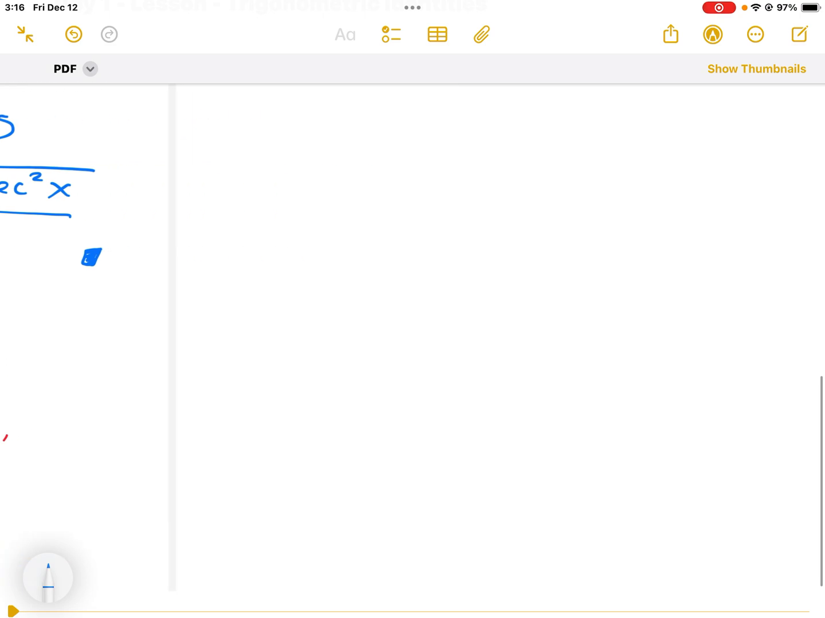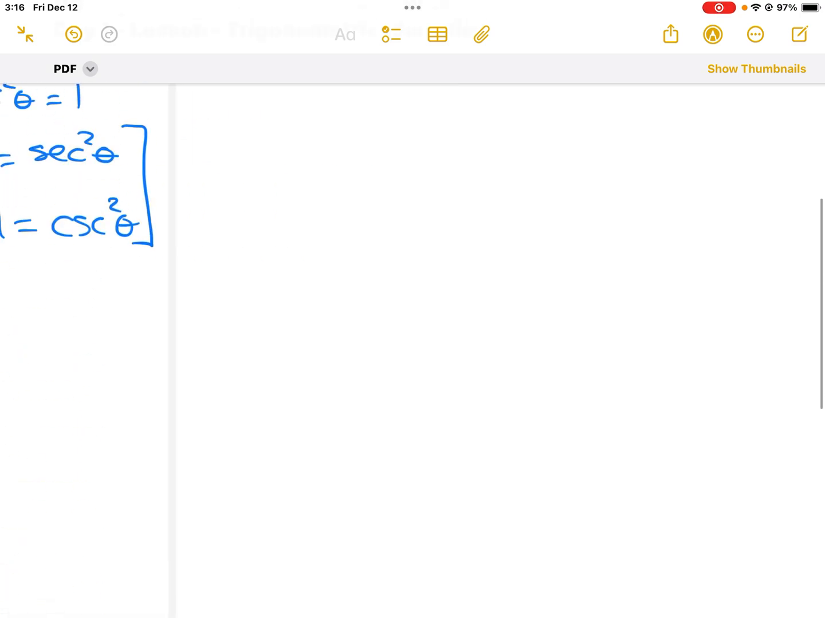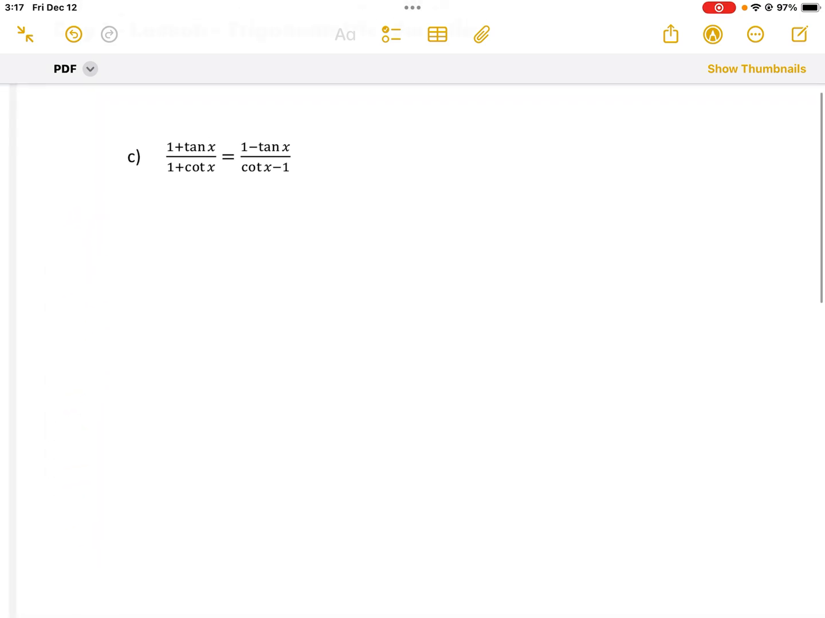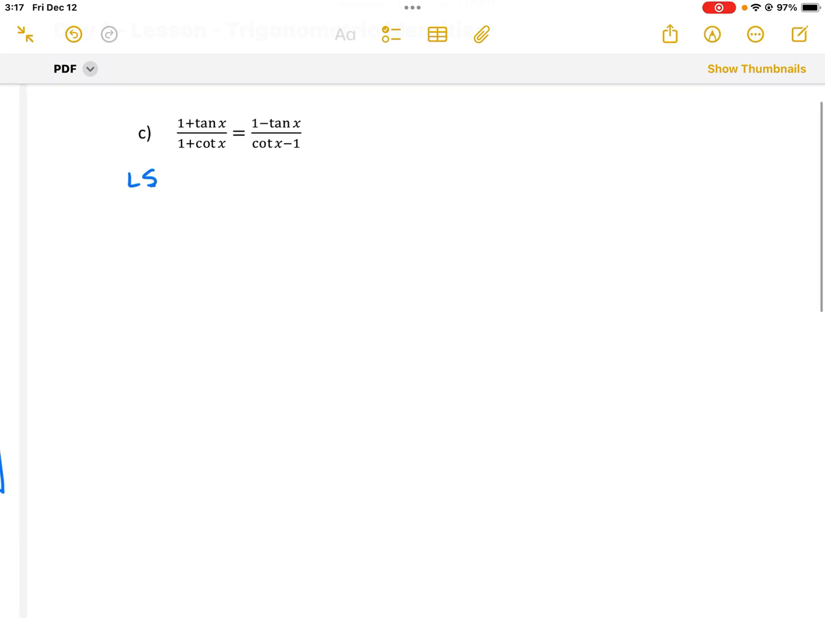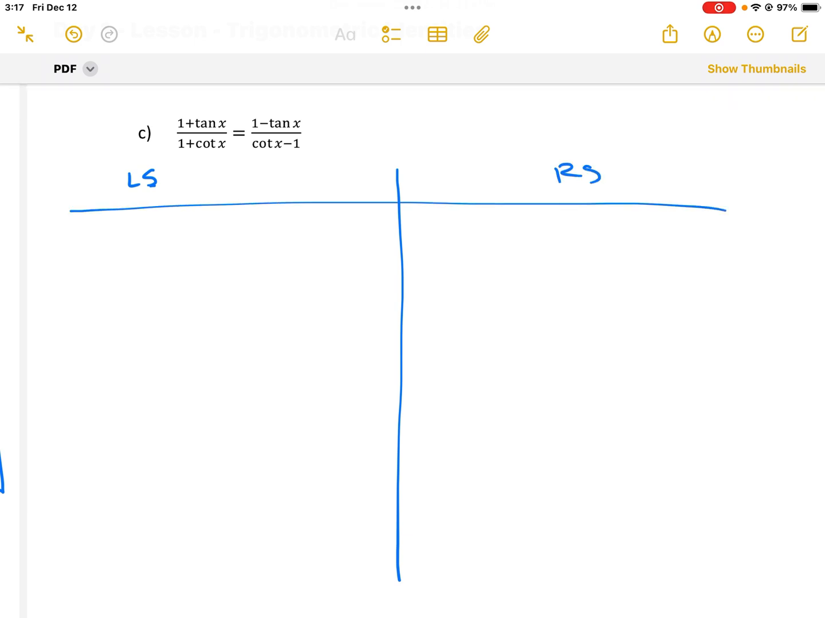So let's do one more example. This one has tan in it. And I'm going to start the same way. I'm going to split it into my left side and my right side. And I'm going to write down exactly what I have on the left and exactly what I have on the right.